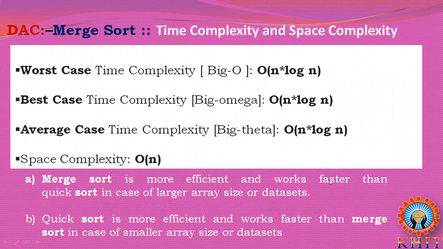Merge sort is more efficient and works faster than quick sort if the size of the array is large. If the array size is very large, merge sort performance is better than quick sort. If the size of the array is very small, quick sort is more efficient than merge sort. So this is an important question.